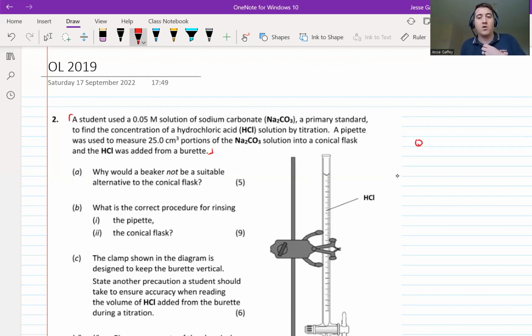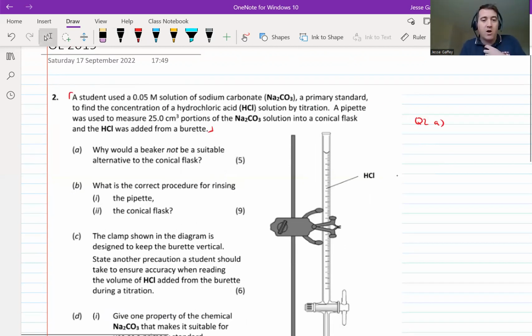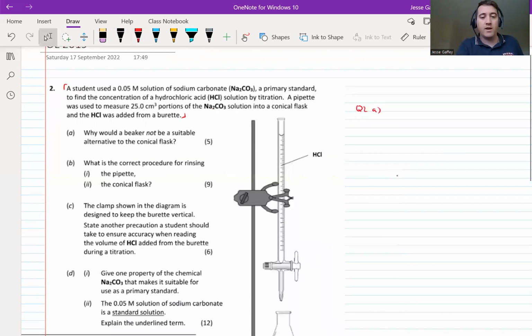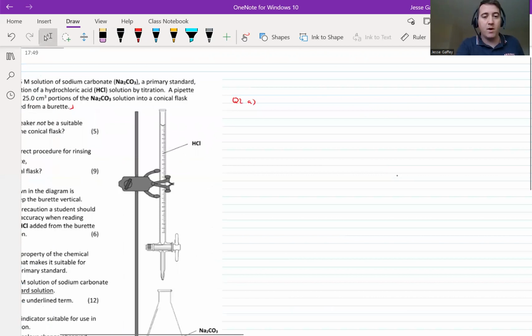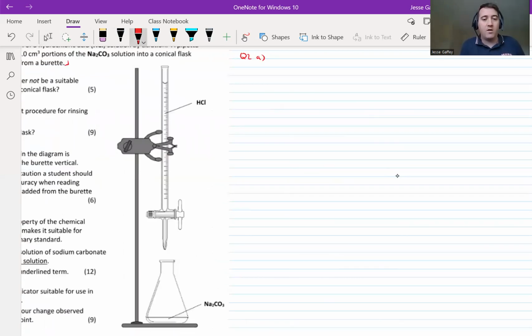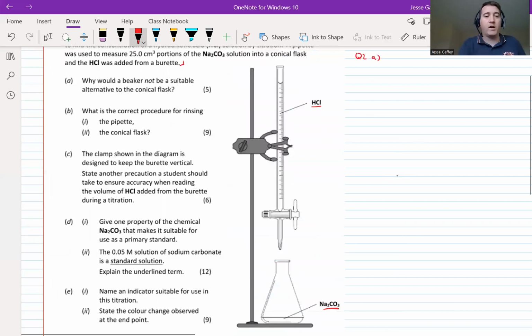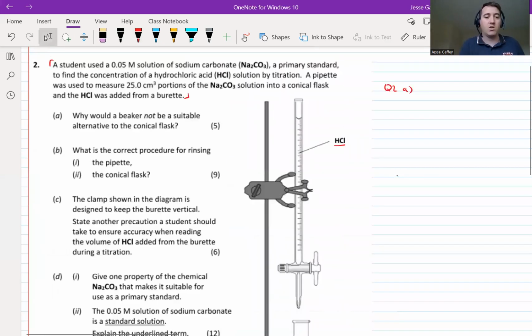So question 2A. It says, explain why a beaker would not be a suitable alternative to a conical flask. This here is a setup in a titration. You should be familiar with it. You have this piece of equipment up here that holds, in this case, HCl, and then you have sodium carbonate in this conical flask below. The question is, why would you not use a beaker? Pausing the video, write down why a conical flask is better than a beaker here.